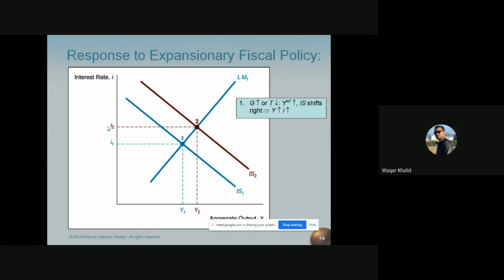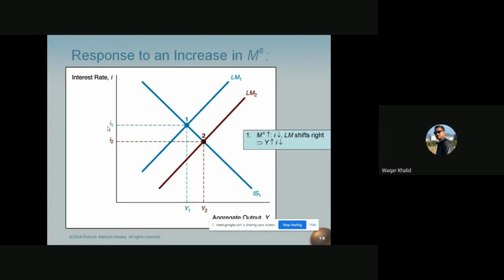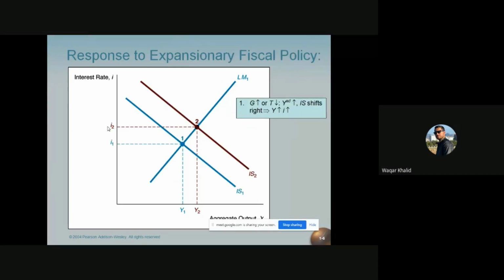So simply we can say that in the case of an expansionary fiscal policy, the interest rate rises, whereas in the case of an expansionary monetary policy, the interest rate falls. So in the case of an expansionary monetary policy, the interest rate decreases. But here, in the case of an expansionary fiscal policy, the interest rate has increased. So, an increase in government spending raises aggregate demand directly.